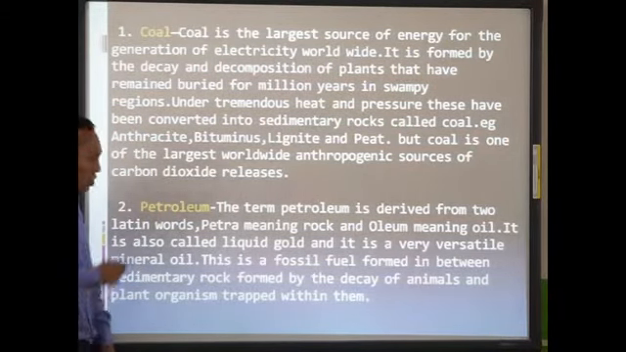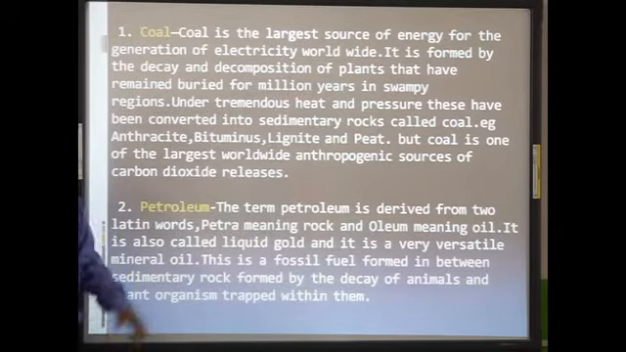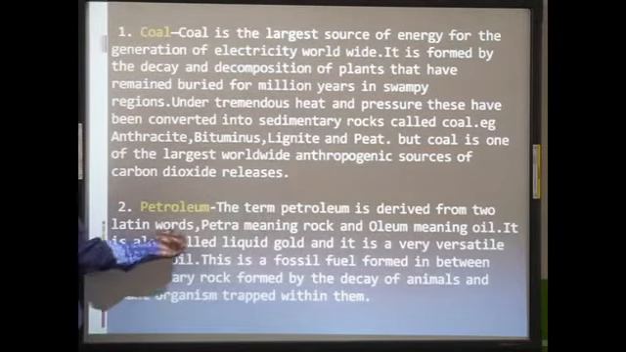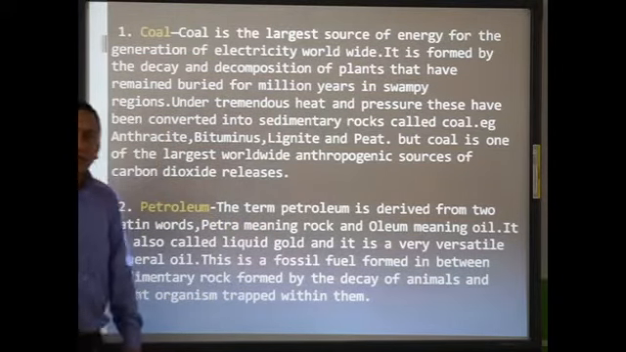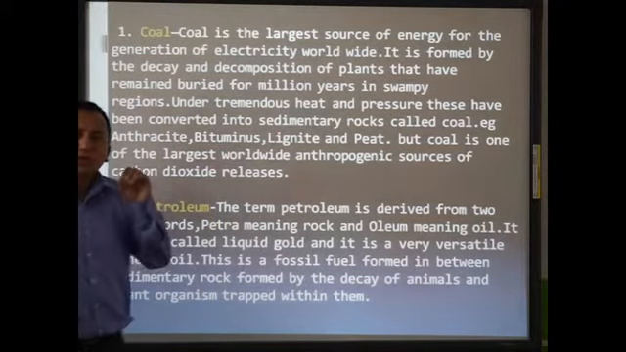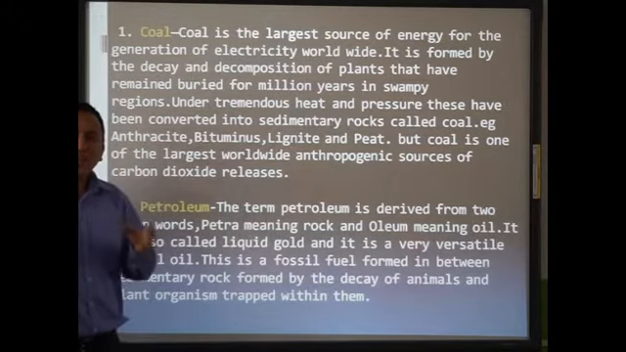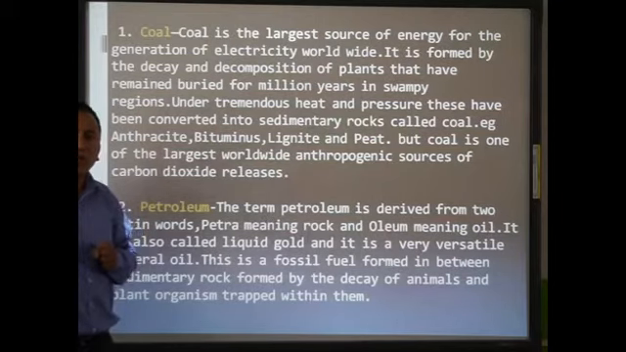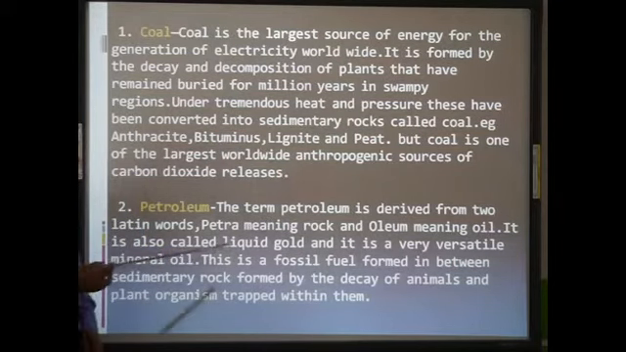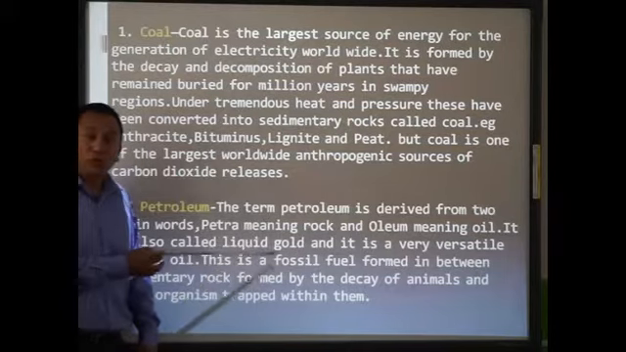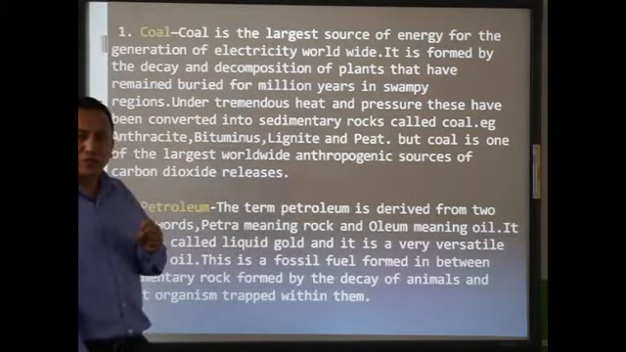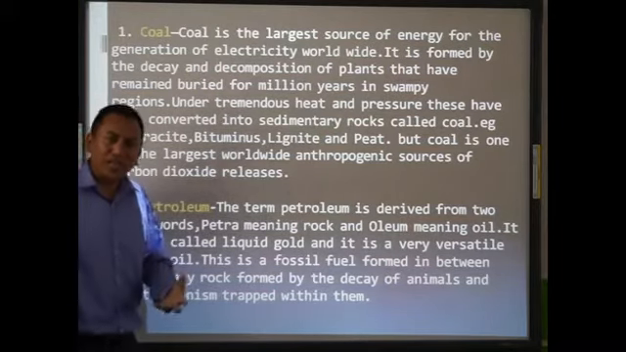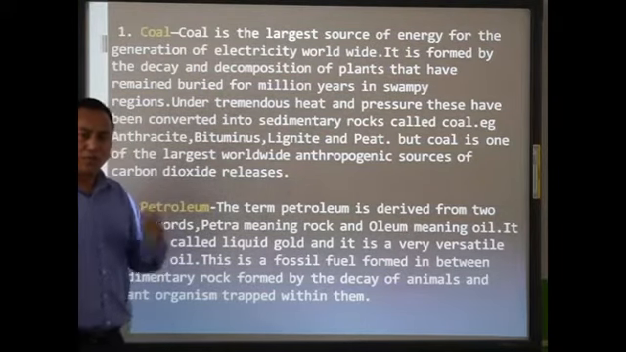The second one we have is petroleum. The word petroleum is derived from two Latin words, petro meaning rocks and oleum meaning oil. Therefore, petroleum is said to be a rock oil, an oil extracted from the rocks. It is also called black gold. Sorry, liquid gold. It's also called liquid gold, because of its versatile use, because of its versatile ability to generate power.